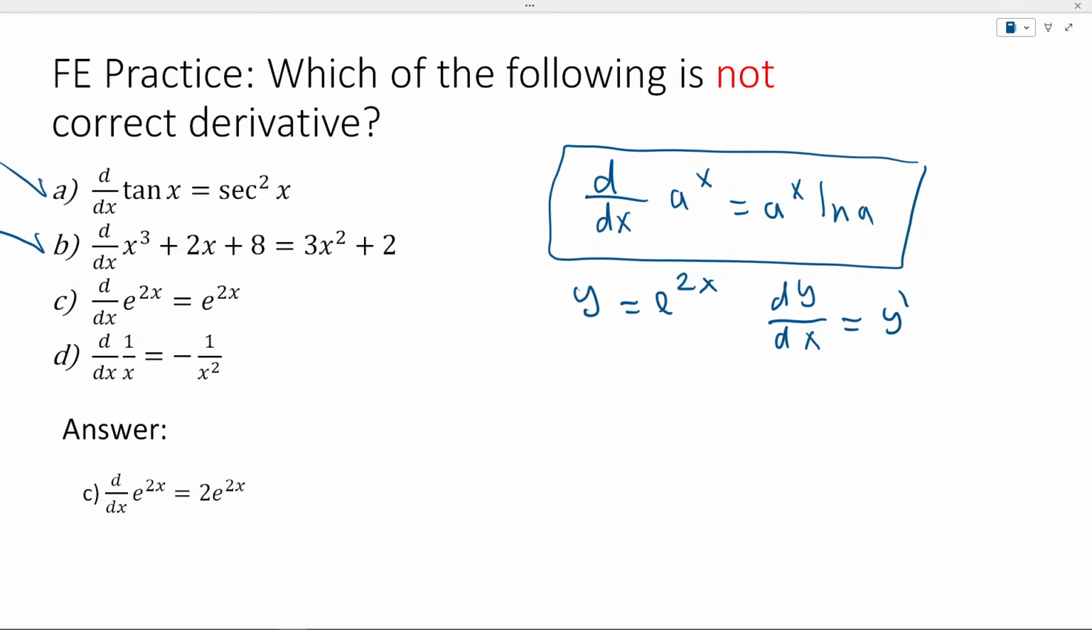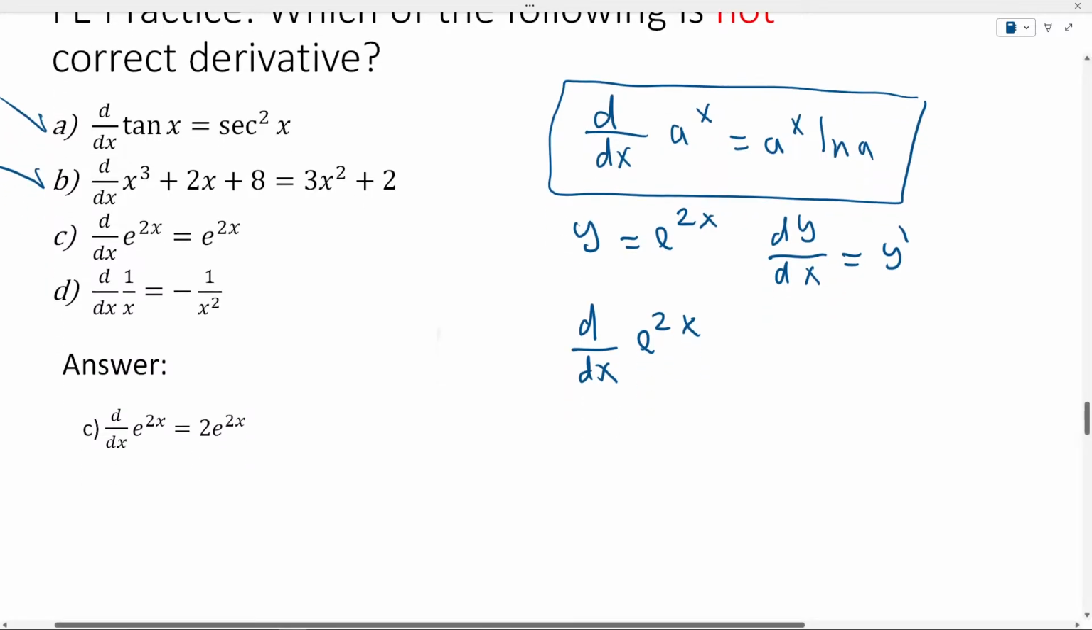So how to do this? Again, this is my rule above. So you substitute your function, d over dx of e to the power 2x. That's equal to what? The problem is my rule does not tell me about e to the power 2x or x squared or x cubed or sine x or anything like this. It's just e to the power of x. So how could I get rid of this 2x?